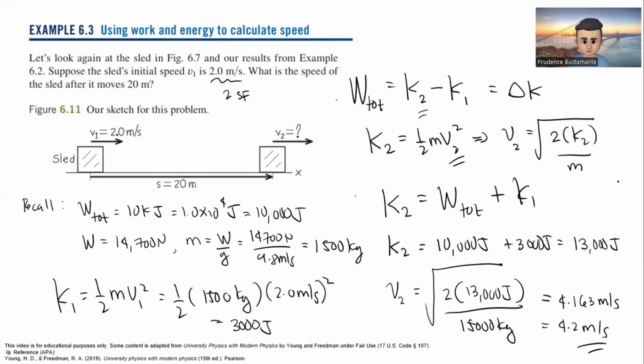Okay, this is how we apply the work energy theorem. Since the work total is actually positive, 10 kilojoules, what will happen is that from 2.0 meters per second, our particle, the sled, speeds up. So within 20 meters, it speeds up by about 2.2 meters per second. It becomes 4.2 meters per second.